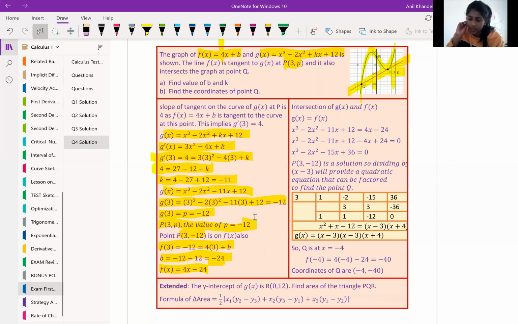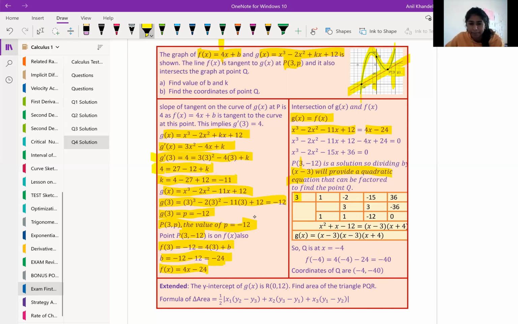Correct. So now, at the point q there is an intersection, which means both of those equations, g of x and f of x, are equal to each other. So you take the two equations and make them equal to each other. I got x cubed minus 2x squared minus 15x plus 36 equals 0. Yes. And because we found the point 3, minus 12, it shows that x minus 3 is a factor of that equation. That is correct.